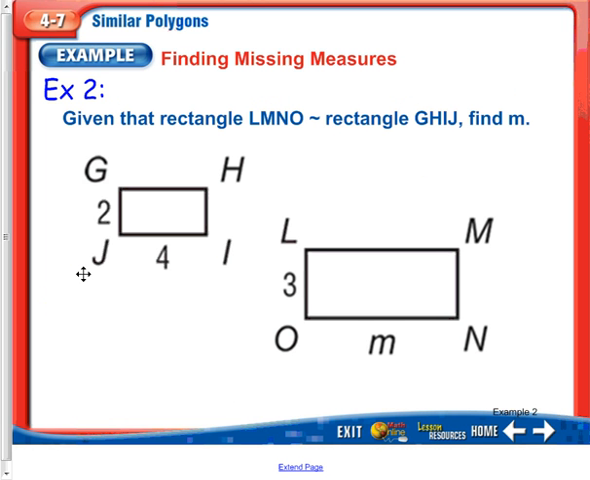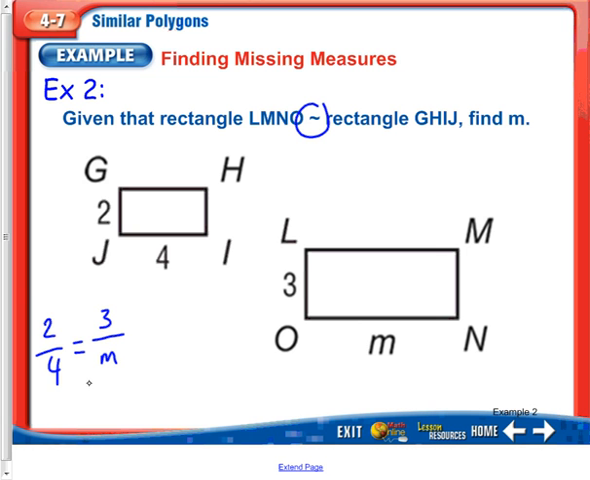So given that rectangle LMNO is similar to rectangle GHIJ, find M. Now in this problem, they're telling us that they are similar. So since they are similar, we can take these two sides. You can do this a couple different ways. You can take the smaller shape and make that a ratio. So if you wanted, you can say 2 over 4 equals, now you have to match up the corresponding. So 2 goes with 3, so you need to put 3 on top. And 4 goes with M, so you need to put M on the bottom. And then we have a proportion.